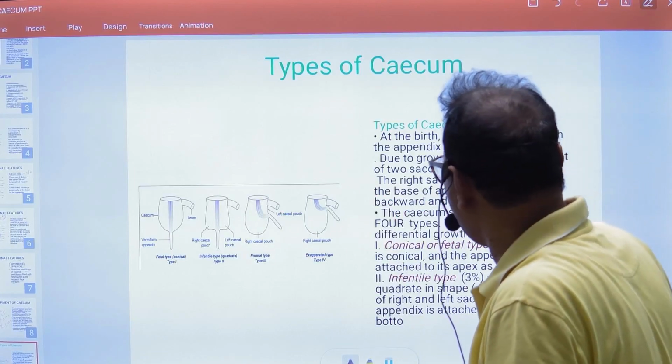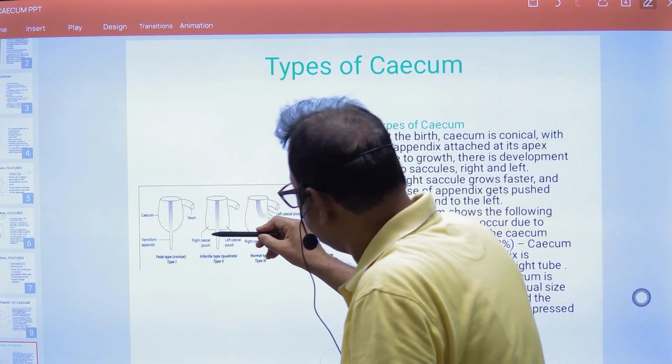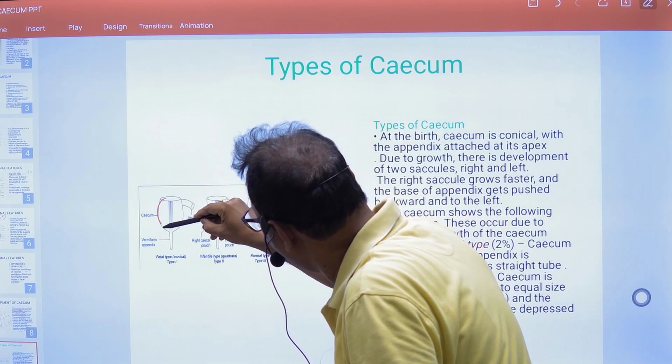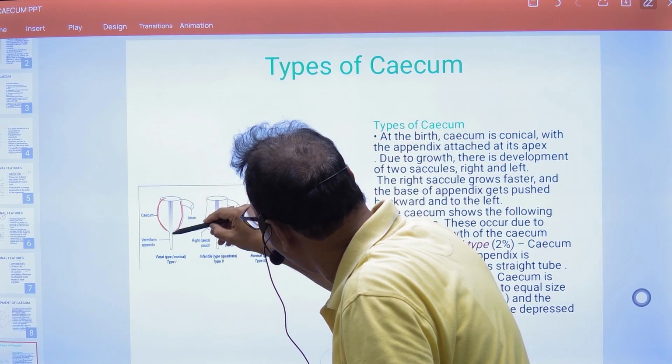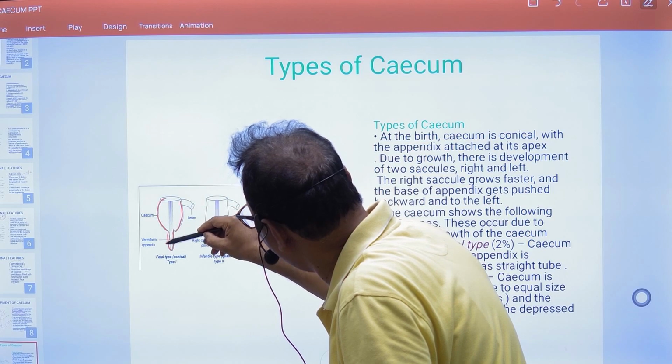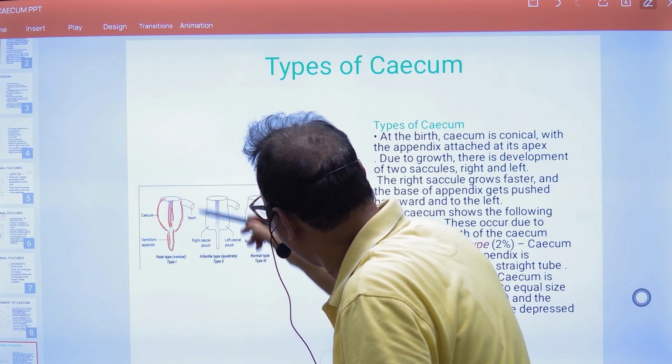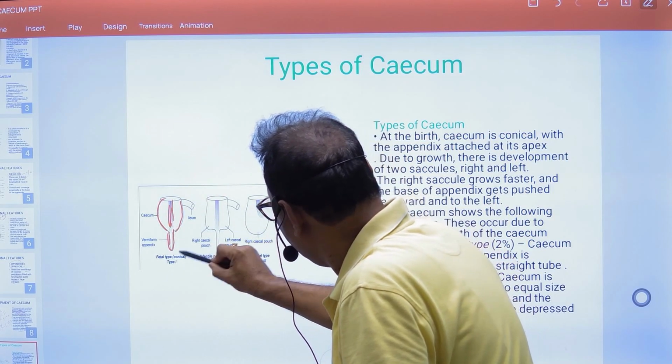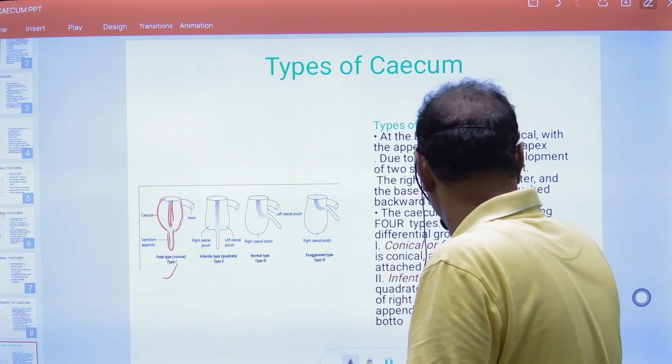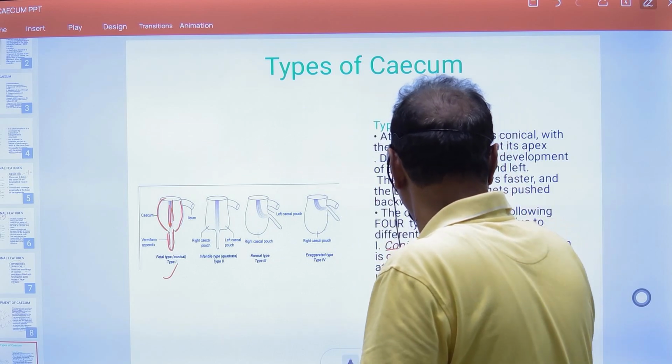So these are the different types of the cecum. This is the fetal type, and we can see the appendix over here. This is the taenia coli. This is only 2%.